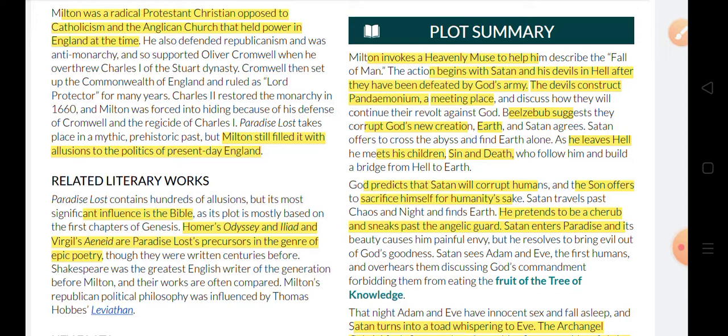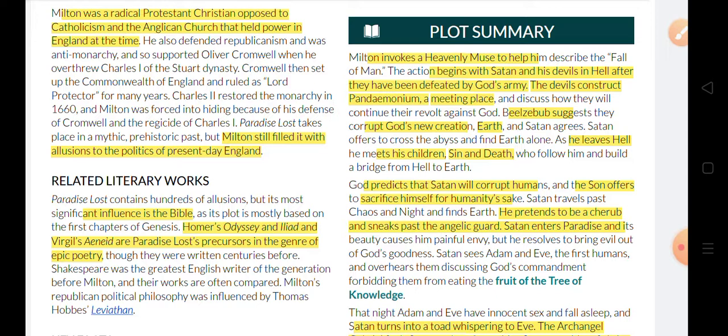As they realize that they cannot defeat their creator, God, Satan leaves hell and meets his children, Sin and Death. God already predicts that Satan will corrupt humans, because God has knowledge of the future. And the Son here refers to Jesus Christ. According to Christian faith, the Son, Jesus Christ, the Son of God, offers to sacrifice himself for the sake of humanity.